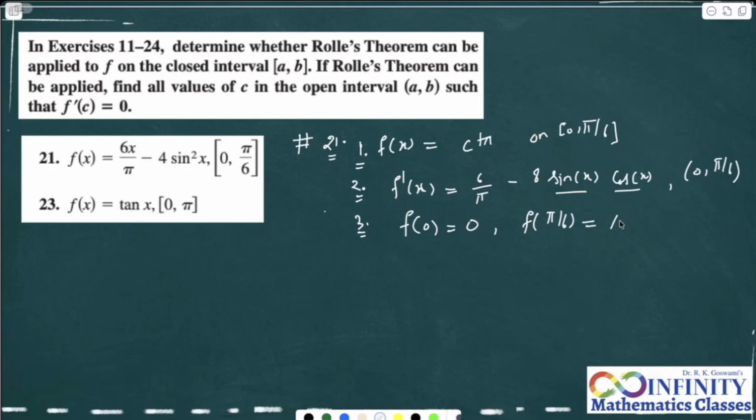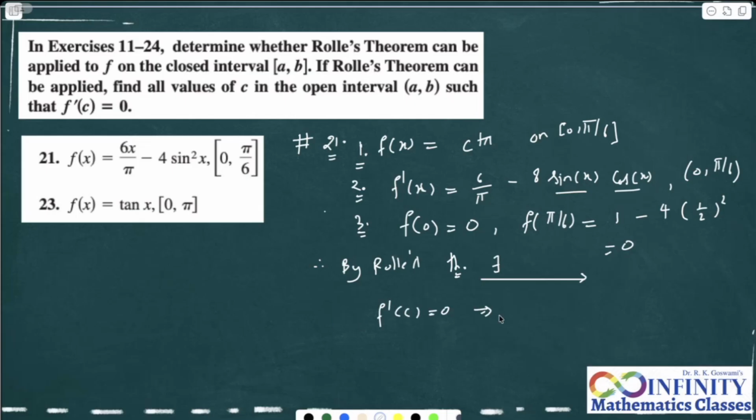The square root of 3 over 4 times sine pi by 6, which is 1 by 2. So it is going to be 0. So now all three conditions are satisfied. Therefore, by Rolle's theorem, there exists at least one point where the derivative is going to be 0. That is the statement you need to rewrite every time.